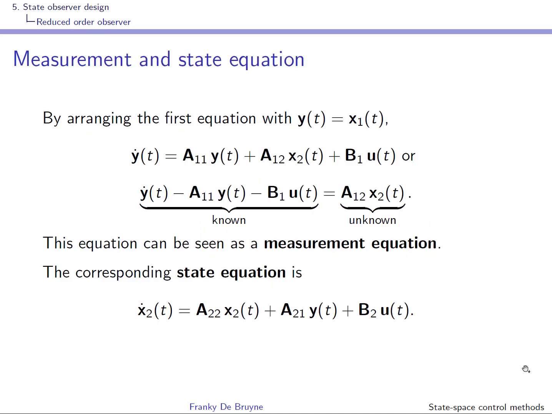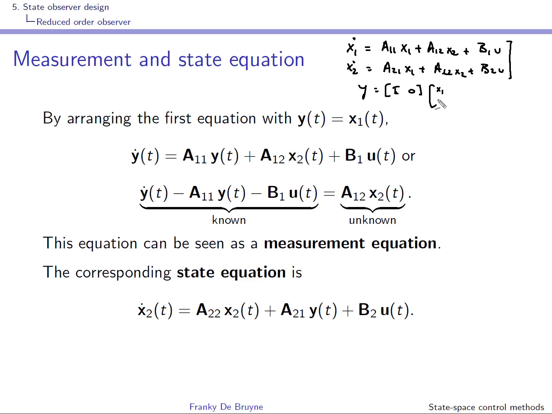Well, we can now start with the construction of the reduced order observer, and if you remember, the two equations that are important are x1 dot is A11 x1 plus A12 x2 plus B1 u, and the other equation is x2 dot is A21 x1 plus A22 x2 plus B2 u, and this comes simply from this partition of the matrix A. Well, what we can do is see that the output is y, remember, identity matrix 0 times x1 x2, so y is equal to x1, so y dot is equal to x1 dot.